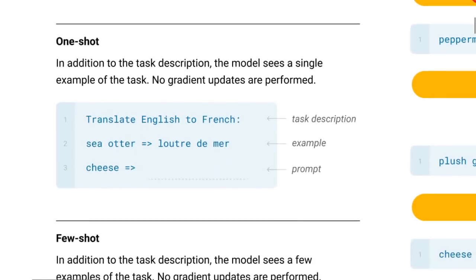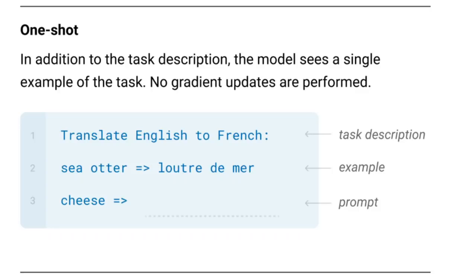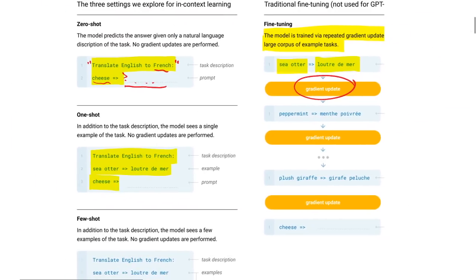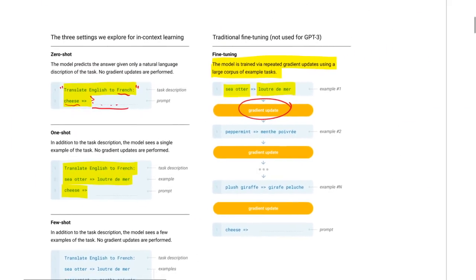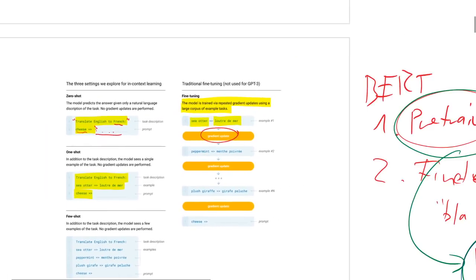Now, they contrast this to what they call one-shot learning. So in one-shot learning, not only do you have the task description right here, and this is a string, right? You don't specifically tell the model that this is now a translation task. You simply input this as a string. So not only do you have the task description and the prompt right here, but you also have one example. And the example, this is where they say it's not exactly zero-shot.